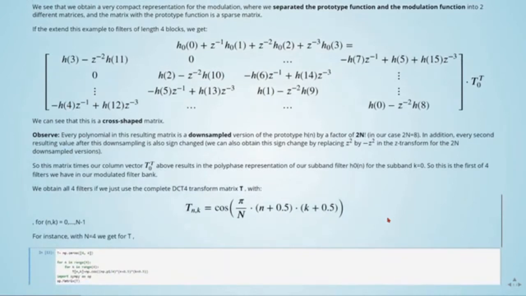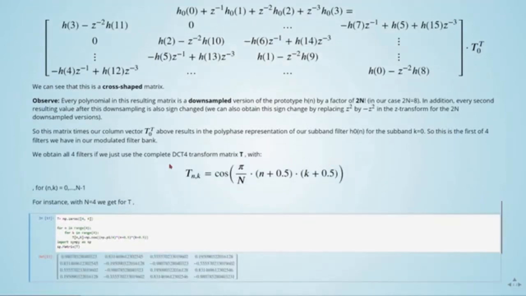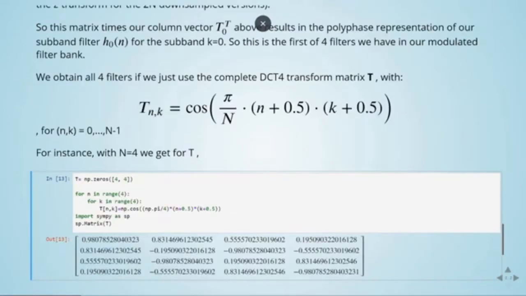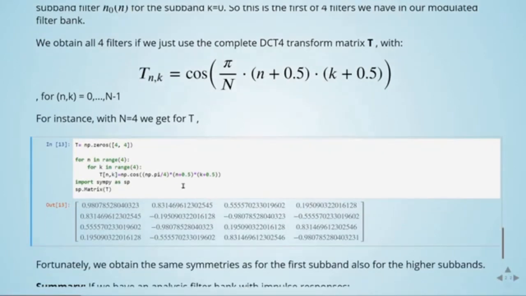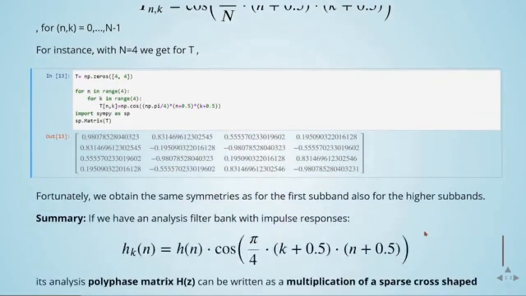So this matrix times our column vector t0 transposed above results in the polyphase representation of our subband filter H0 of n for the subband k equals 0. So this is the first of the 4 filters we have in our modulated filter bank. We obtain all 4 filters if we just use the complete DCT4 transform matrix T given here. So for instance, with N equals 4, we get for T these values here using this Python function. We are just implementing this in Python. Fortunately, we obtain the same symmetries for the first subband also for the higher subbands.